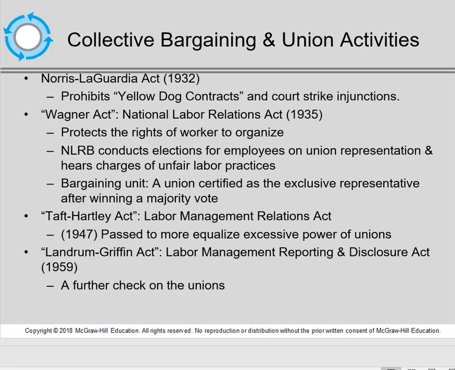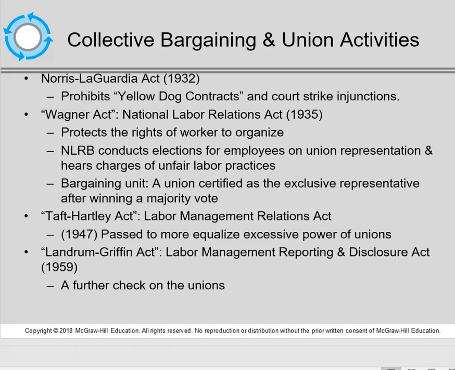Let's quickly talk about collective bargaining and union activities. Now, you see 4 different acts on this slide. I want you to look at the first 2 acts as being pro-union, and then the final 2 acts on this slide to be anti-union. So draw a line in the sand. The Norris-LaGuardia Act prohibited what was known as yellow dog contracts. And those were contracts where an employee promises not to join a union as a condition of employment.